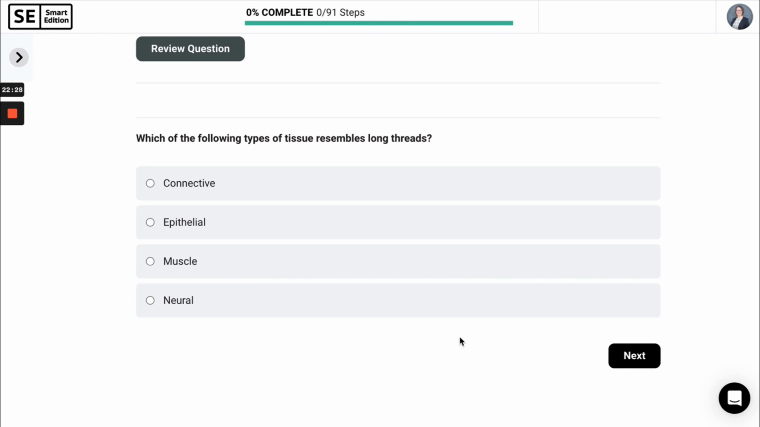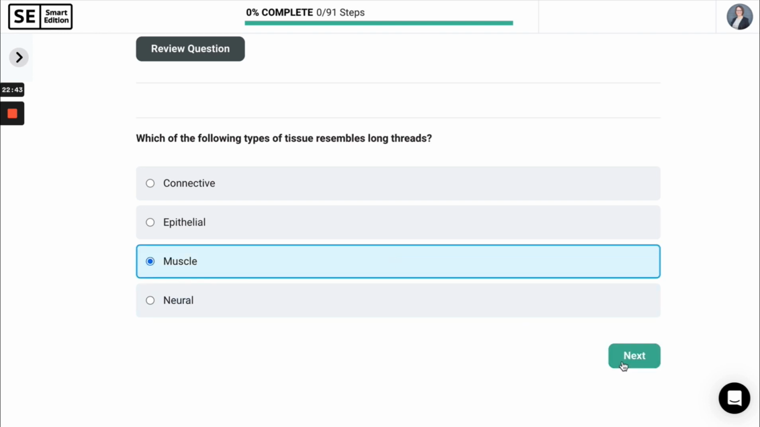Which of the following types of tissue resemble long threads? Is it connective, epithelial, muscle, or neural? The correct answer here is muscle. So cells of muscles resemble long threads, and they are called fibers. If you think of a muscle as just a really strong woven substance, to weave something, you have to have threads, and threads are fibers. So that's a way that can help you remember that muscle tissue resembles threads, because muscle tissue is made up of fibers, and fibers can be a type of textile, and thread and fiber go hand in hand.